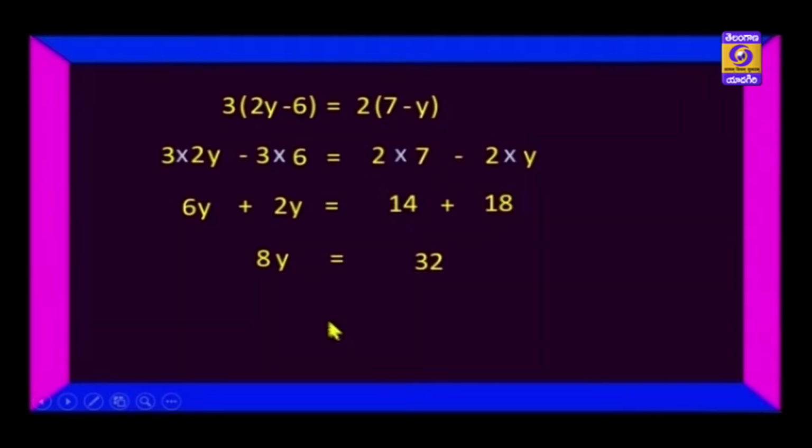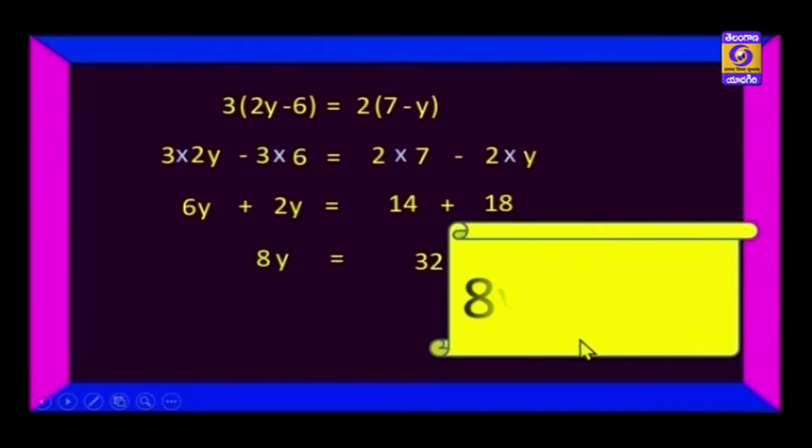Then next, don't forget, we already discussed that in 8y, 8 is a known term and y is an unknown term. So we have to send this known part again to the right side, and you remember 8y means 8 into y.